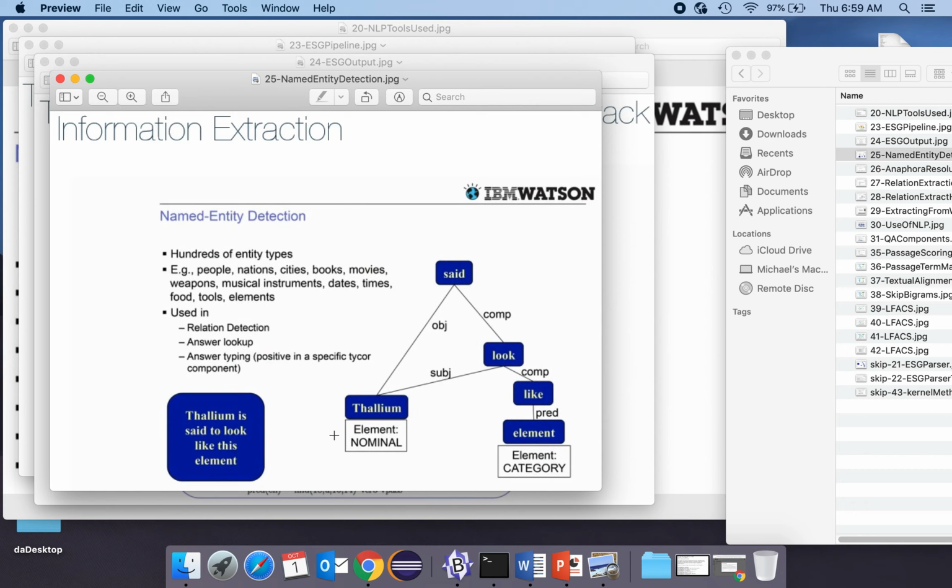Named entity detection. What we do over here is just like with the Stanford parser, we still try to figure things out. So over here we're talking about an element. Notice I go a little bit beyond it. This is a nominal element. This is the category of the element. Hundreds of entity types, people, nations, cities, books, used in many components of Watson because it's so crucial, right? I mean, it's just about as crucial as a lexical answer type. So if we know what we need to look for, that is very, very helpful.